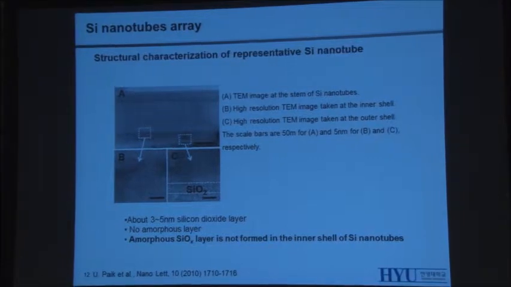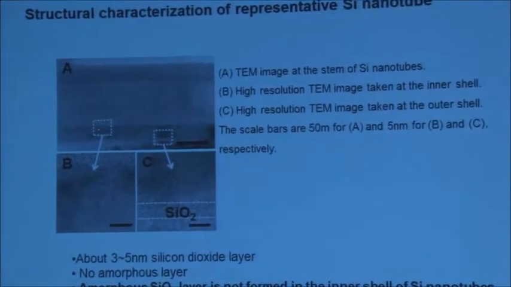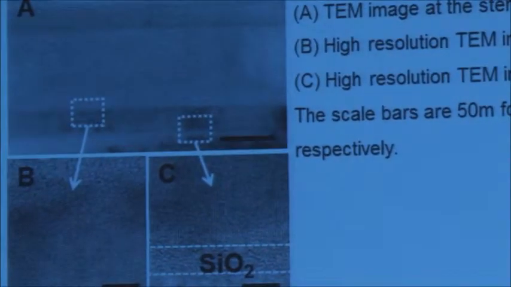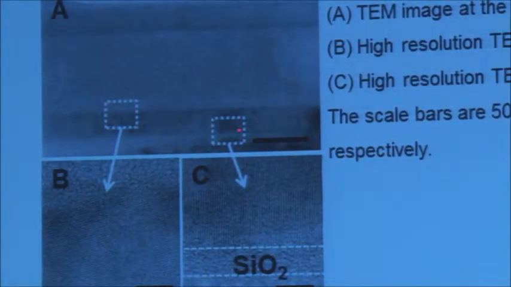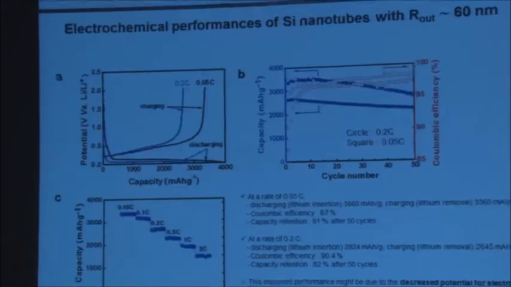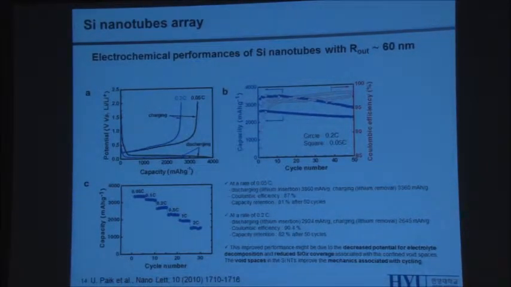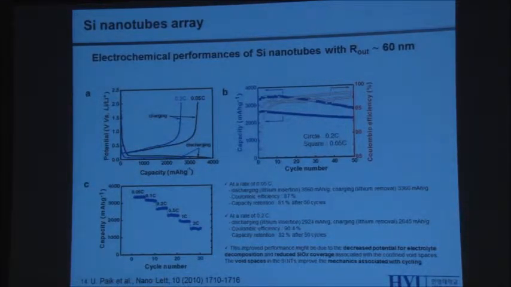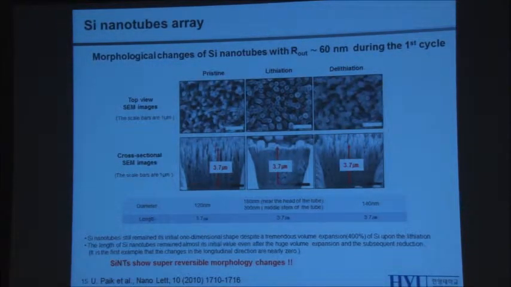The TEM picture also shows the inside of the silicon nanotube. It doesn't show only silicon; at the outer layer, the silicon interacts with oxygen, so it forms a very thin silicon dioxide layer. XRD and Raman spectra show crystalline silicon. With this silicon, the first Coulombic efficiency at a rate of 0.05 C is around 87%. And up to 50 cycles, it can maintain a capacity retention of around 82%, which is much higher than other researchers have reported. So we studied the main mechanism associated with this much improved retention.